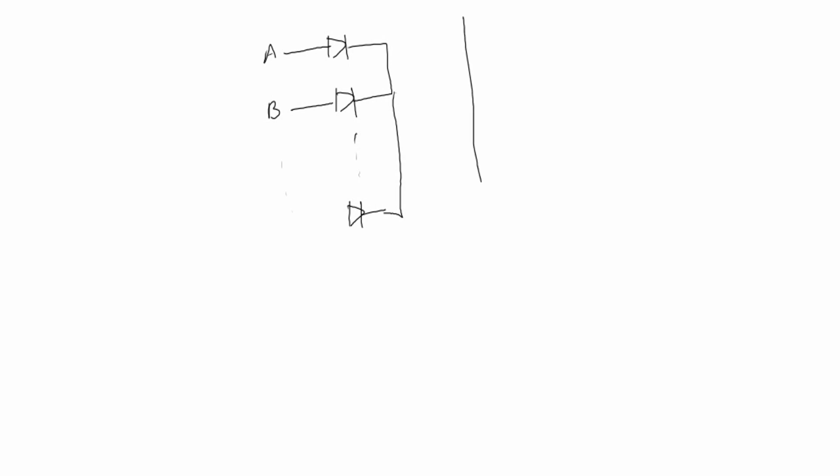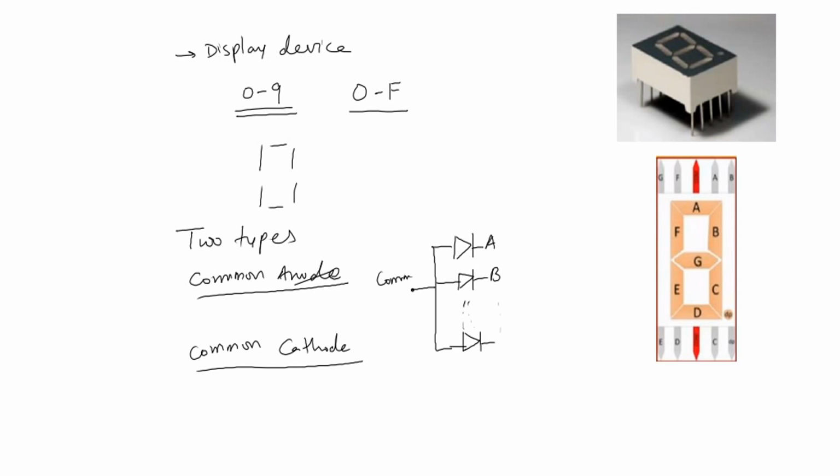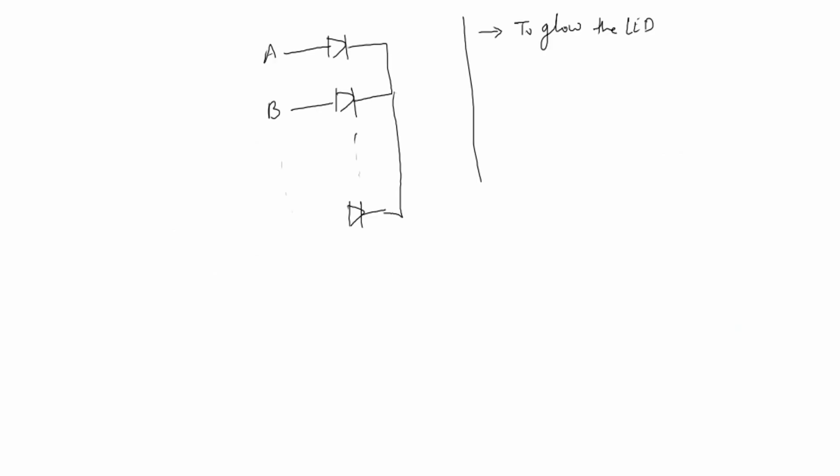Now you have to note some points. Suppose you want to glow a line, let's suppose A or B, so at least you need to pass a current of 5 to 10 milliampere, right? This is the current which needs to be passed through that line. So we have to limit the current within this range, right?